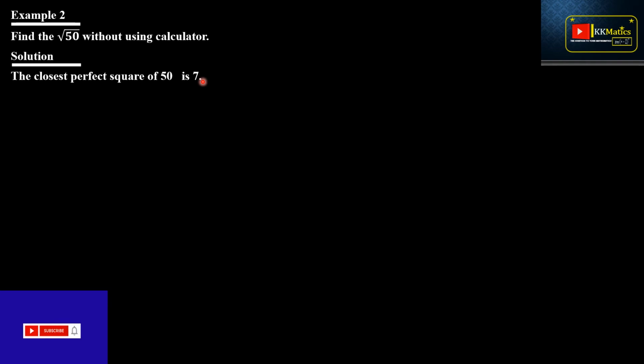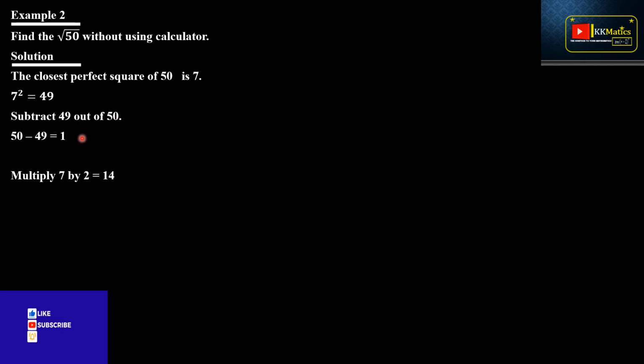So we consider 7 here. 7 squared is 49. The second thing is for us to subtract 49 from 50, and that gives us 1. The third thing here is to multiply 7 by 2, and that gives us 14.